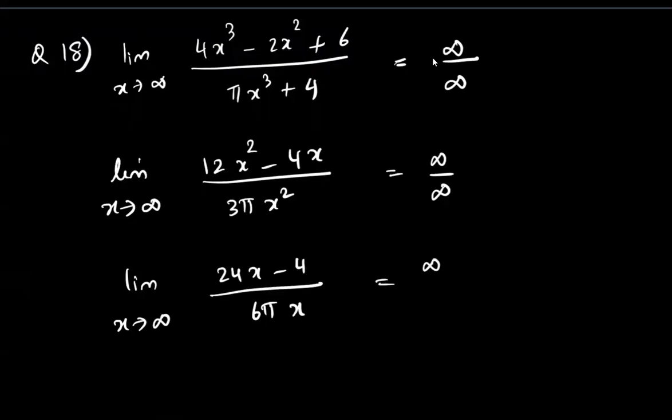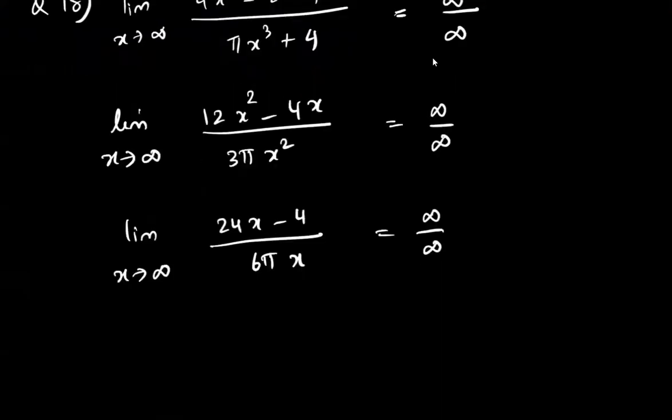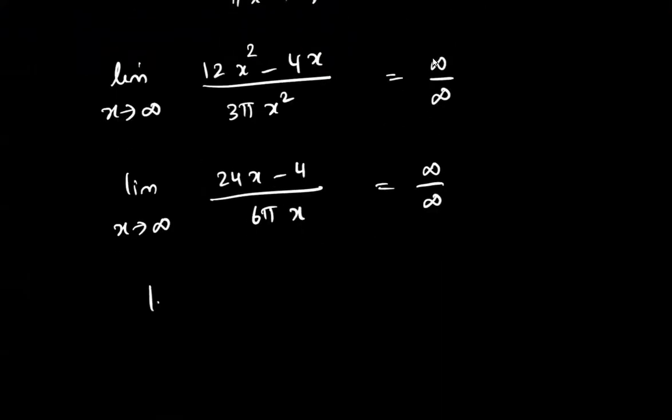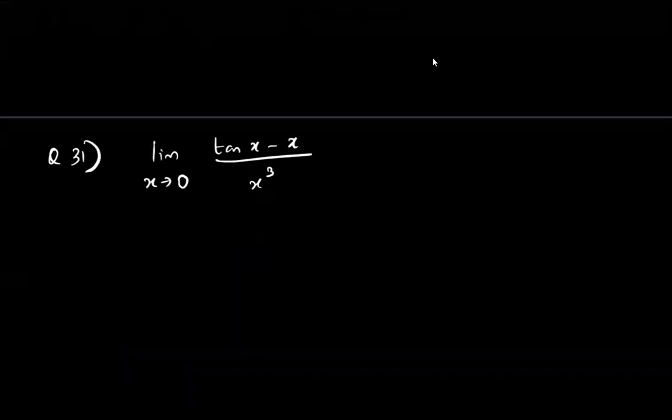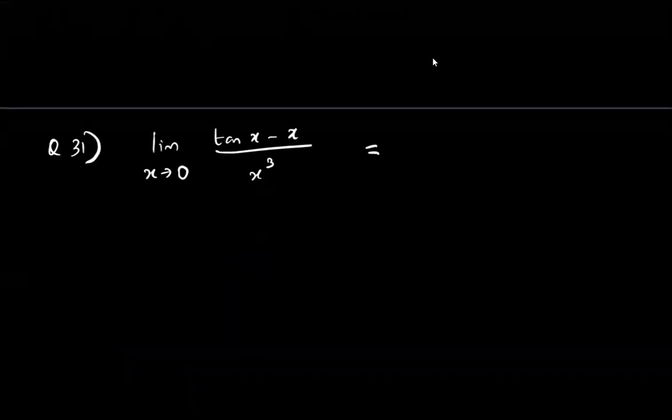Now again, I have an infinity over infinity situation. So I apply this again and I end up with 24 over 6 pi, right? So which reduces to 4 over pi, and that becomes my limit. Okay, next one is this. So I substitute first. Tan 0 is 0 minus 0 is 0 over 0.